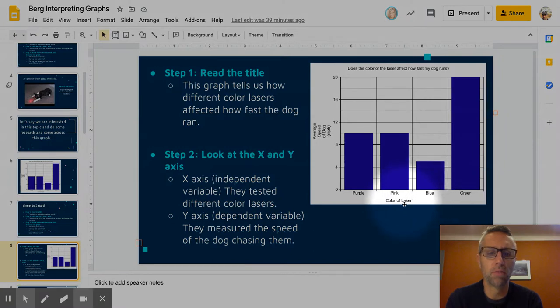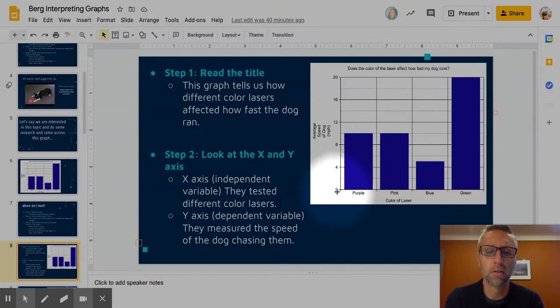We've got our independent variable, color of the laser, and I've listed purple, pink, blue, and green. So I know what 4 colors were being tested. No one seemed to test a yellow laser pointer. Maybe that's a future test we could do. But I need to know what is being compared. On the y-axis, I'm looking at average speed of dog, and it's in miles per hour. I wish it would have been kilometers per hour, but oh well, that's what this person put their data in.